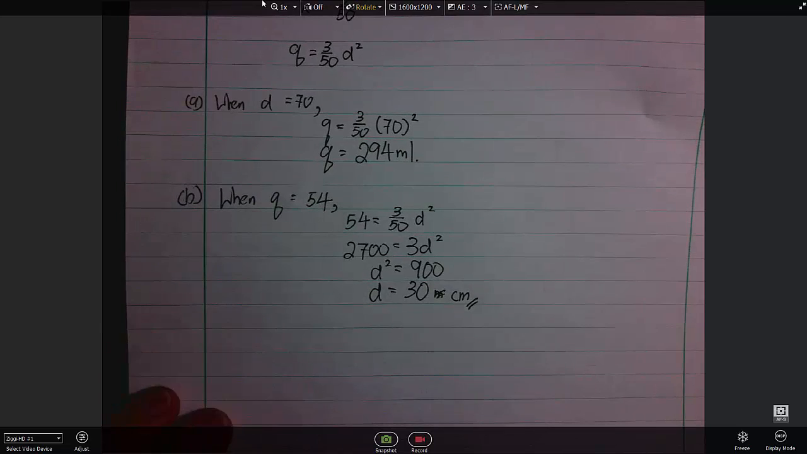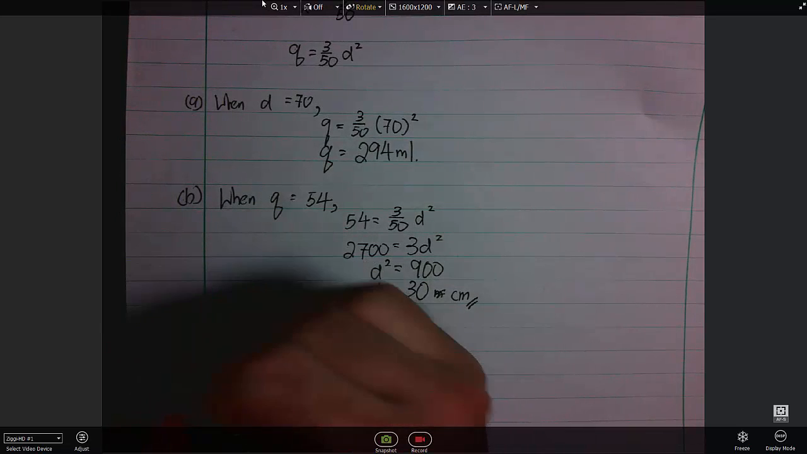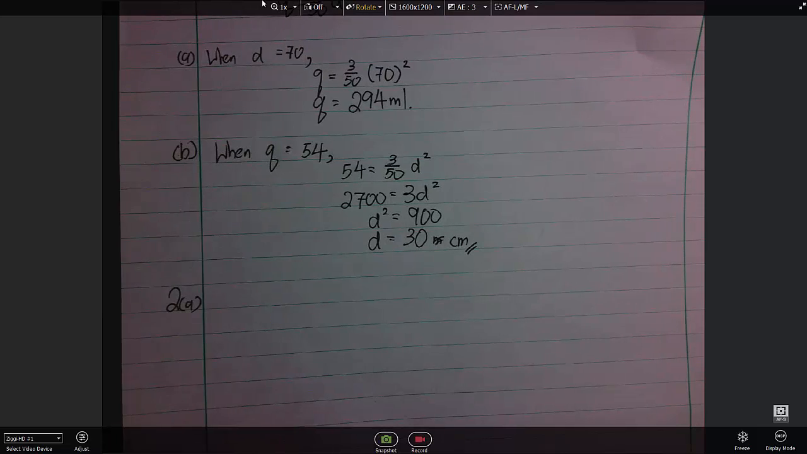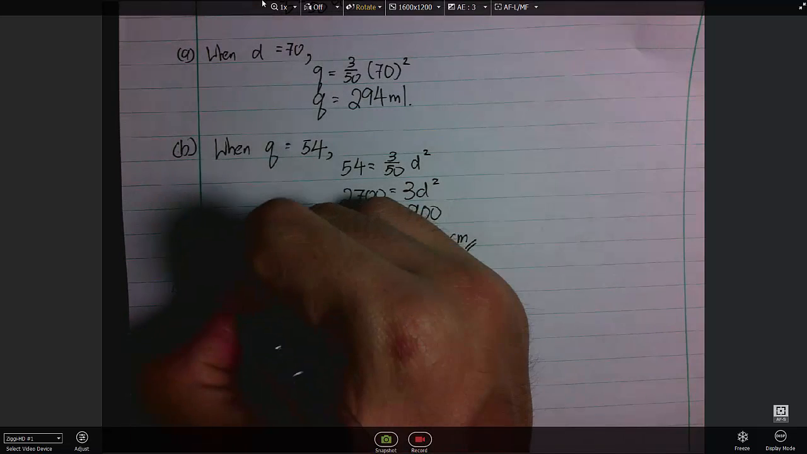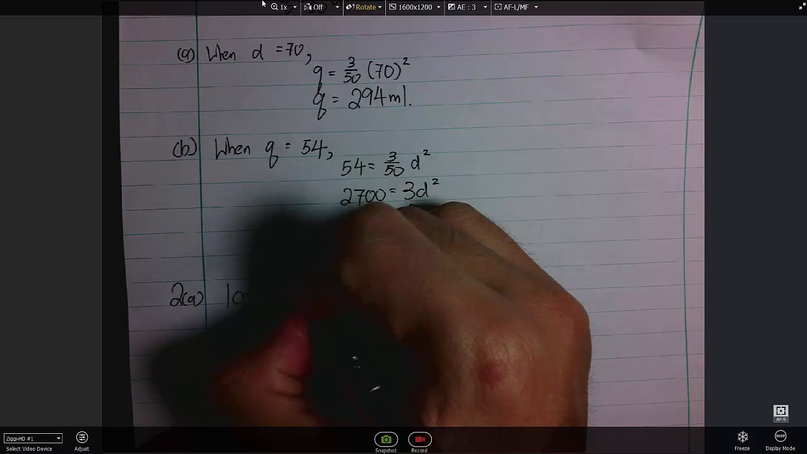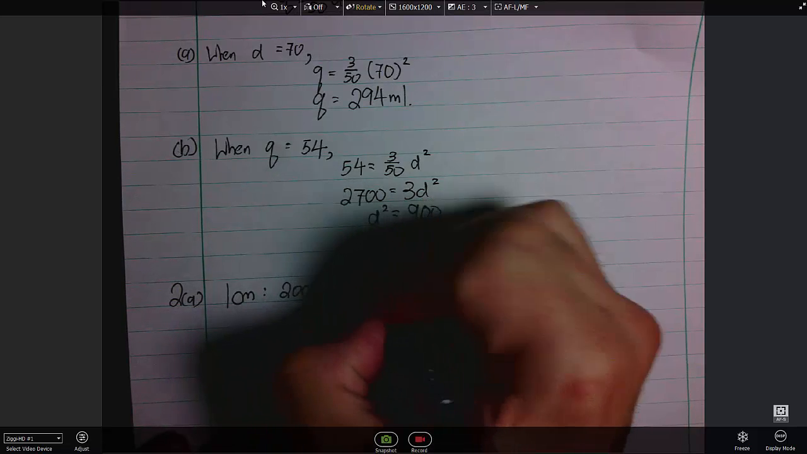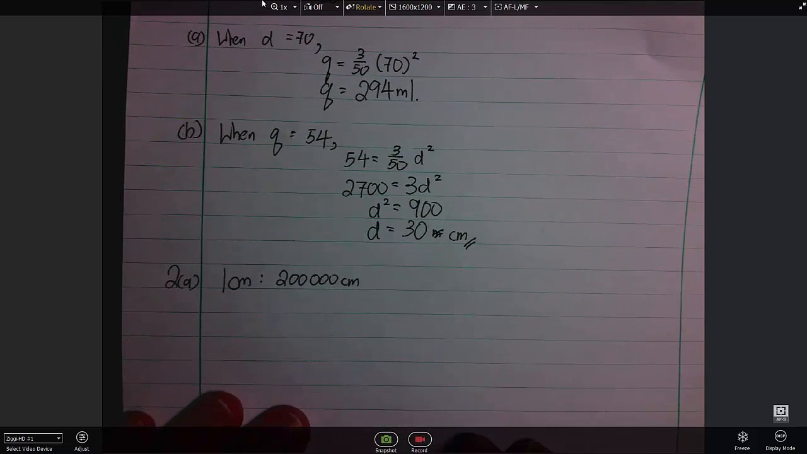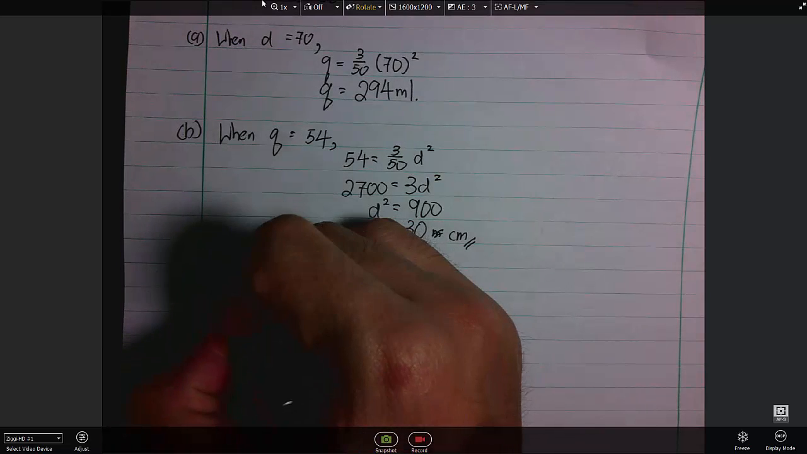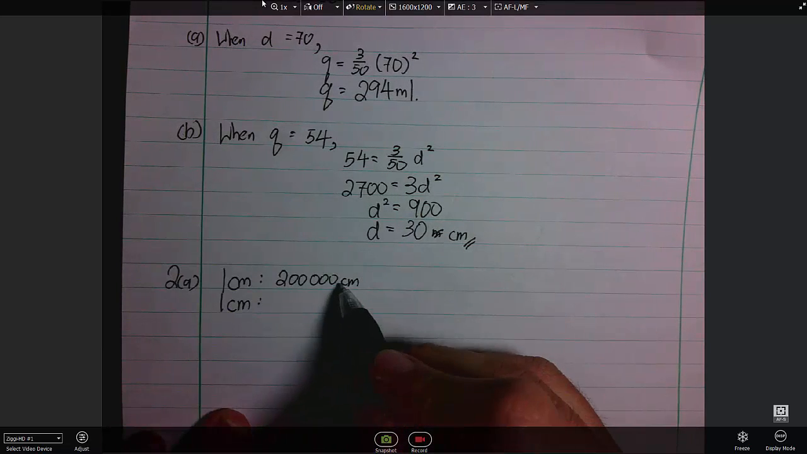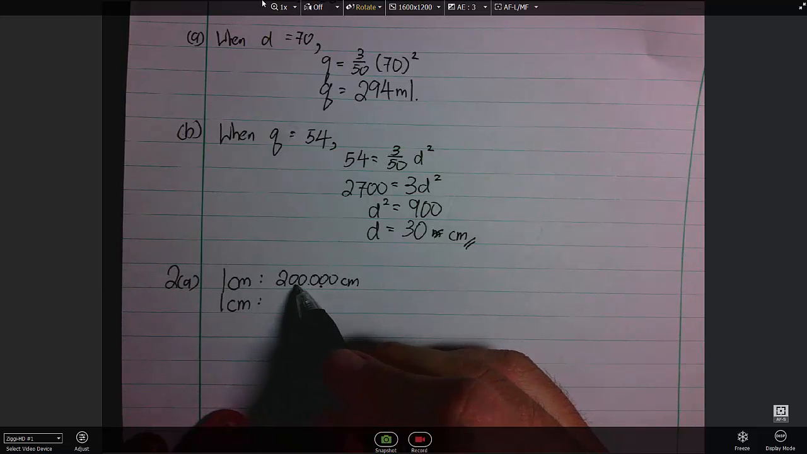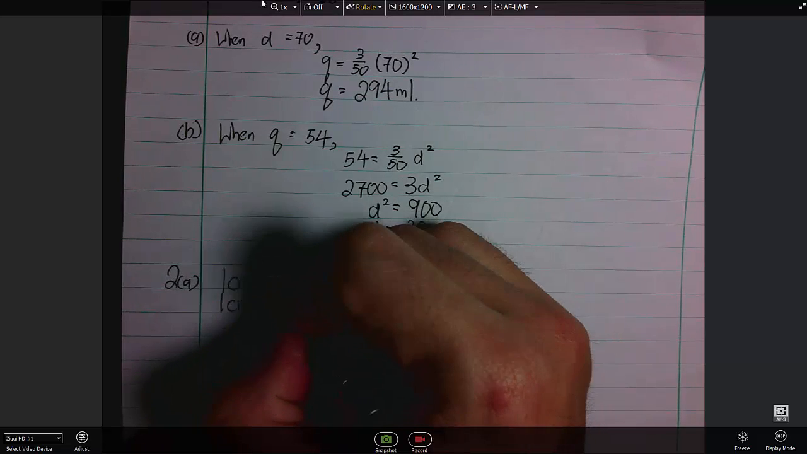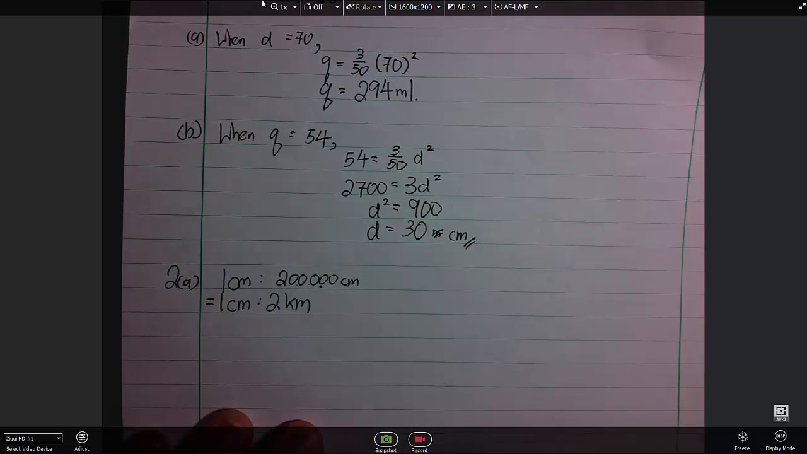Question 2a. First, what they tell us is this: the distance between two towns on the map is 15 cm. Find the actual distance in km between the towns. So first we start with the map scale. 1 cm represents 200,000 cm in real life. Quite a few of you have problems converting this into km. So first I start with cm to km. You divide by 100 to get meters, and divide by another 1000 to get km. So 1 cm represents 2 km.